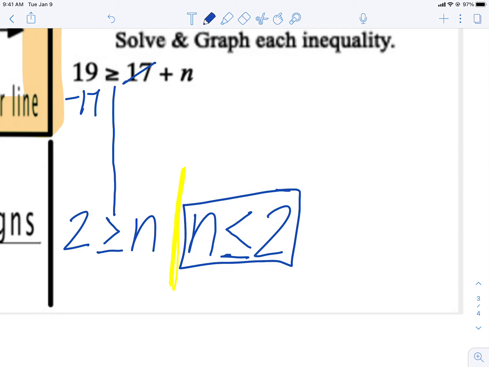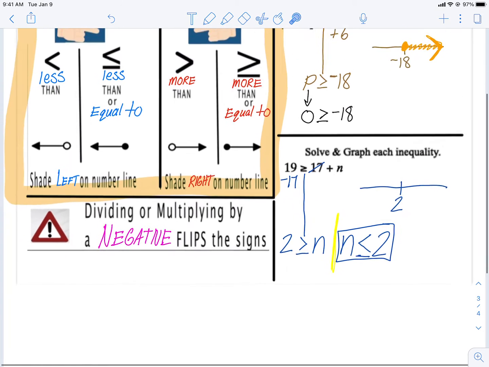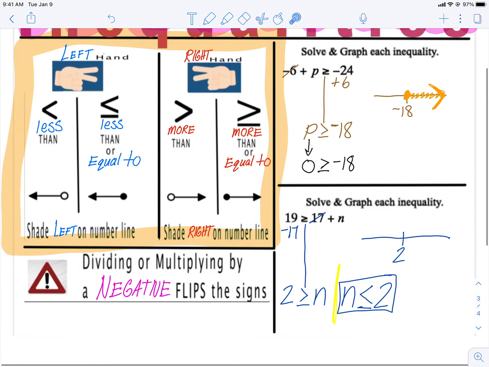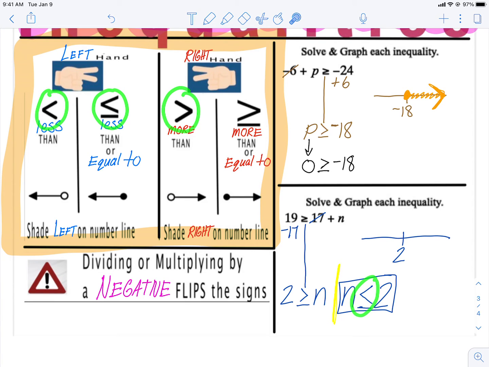Now we can graph. So we draw our line. We put 2 in the middle with a little dash there. Now we need to know, what is this? What symbol is that? It's not equal. So we're going to use our notes. Right? What does this symbol look like? Does it look like that, like that, like that, or like that? What do you guys think? What does it look like?